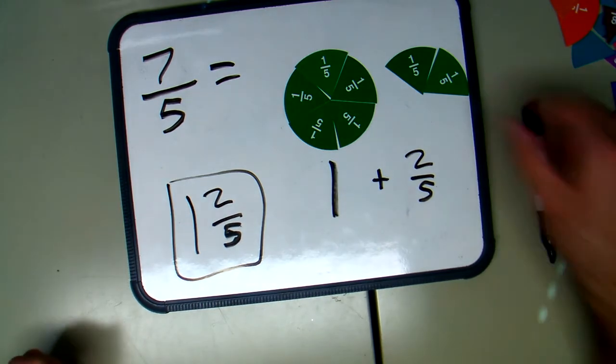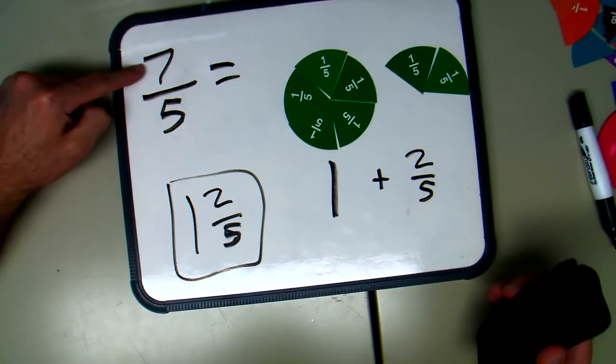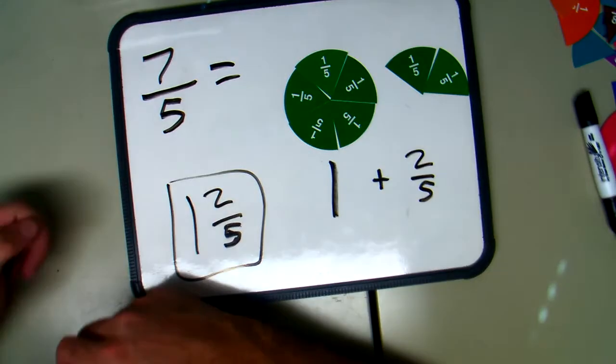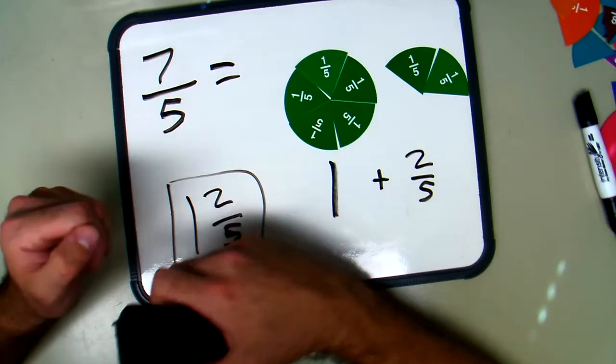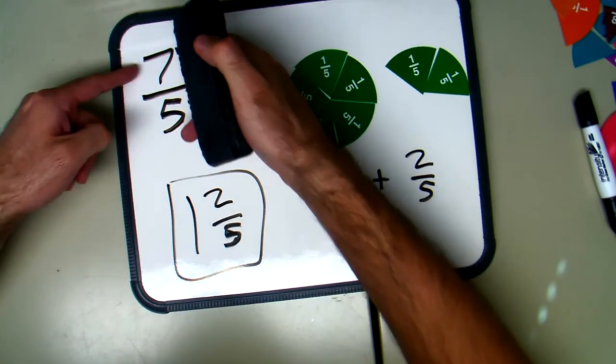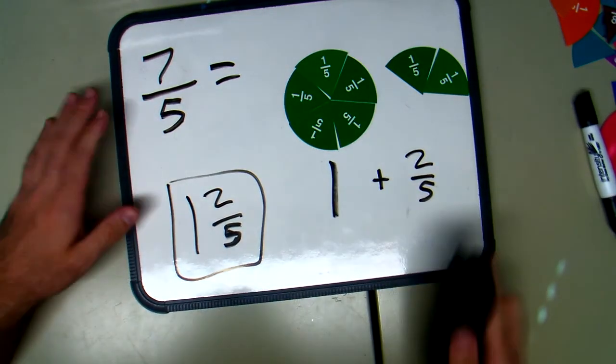Okay, it's pretty straightforward. It's pretty easy. You just have to realize when the top is smaller, it's less than a whole. When the top and bottom are equal, it's exactly one whole. When the top number is bigger than the bottom, I have more than one whole.